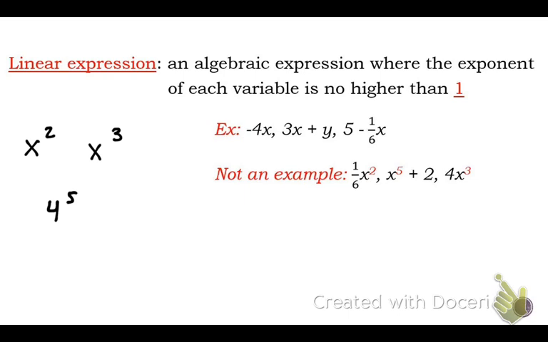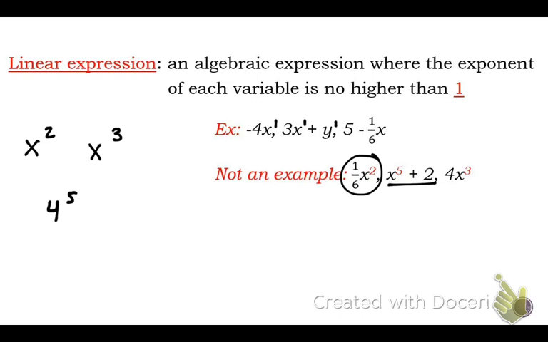So let's look at this right here. There is actually an imaginary 1, because that just means I only have 1 negative 4x. 3x plus y, you could have imaginary 1s there, okay? So this is a linear expression simply because the exponent is not higher than a 1. Let's look at this one right here. What is my exponent on 1/6 x squared? 2. The 2, the square. So that right there is not a linear expression.